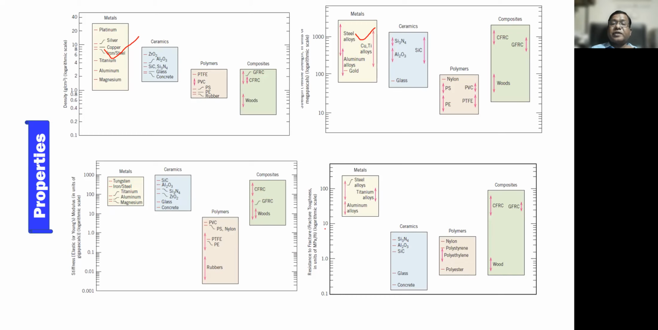In resistance to fracture, toughness also, metals are good. These are dense, not having porosity. These have porosity, and these do not have that much strength. And composites again come here. So metals have competition mostly if strength is the criterion. If strength is a criterion, metals are superior.